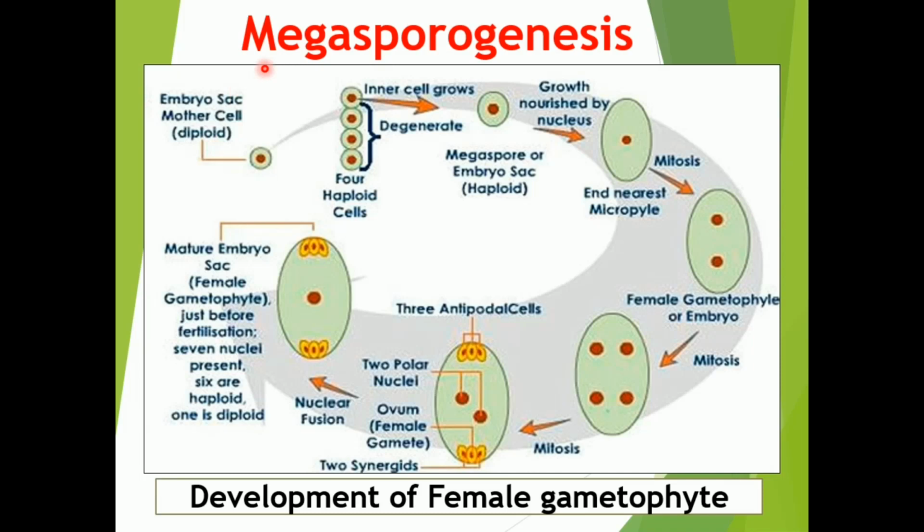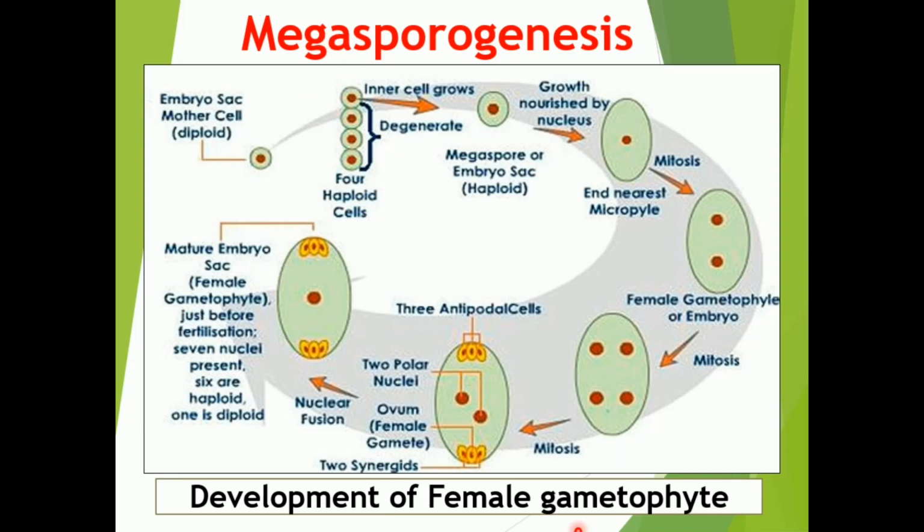Now next is megasporogenesis. What is the meaning of megaspore? According to size, mega means large. In this process, the formation of haploid megaspores from the diploid megaspore mother cell is called megasporogenesis. Here the megaspore mother cells become distinguished in the nucellus, more or less in the center but toward the micropyle end of the ovule.